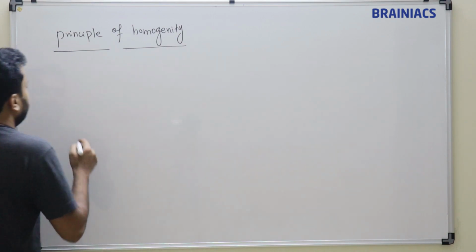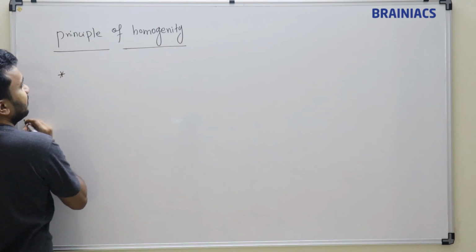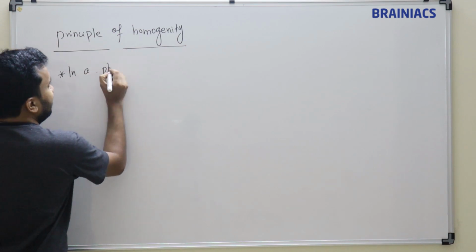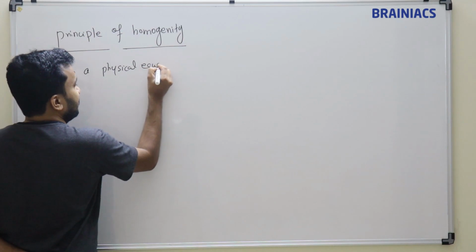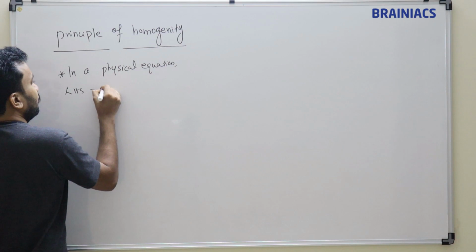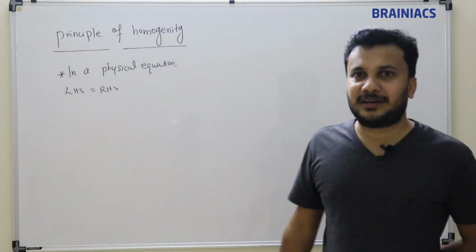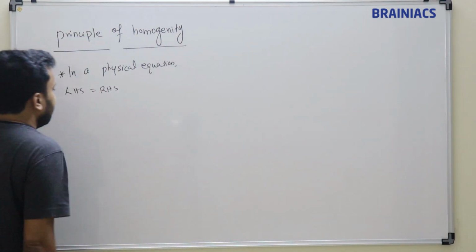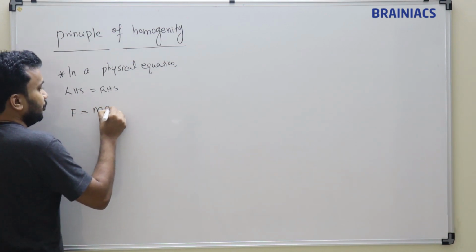the definition of homogeneity: the first point is, in a physical equation, the left hand side of the equation is equal to the right hand side of the equation dimension wise. Let me take an example. Last class we learned about dimension analysis. F is equal to ma.